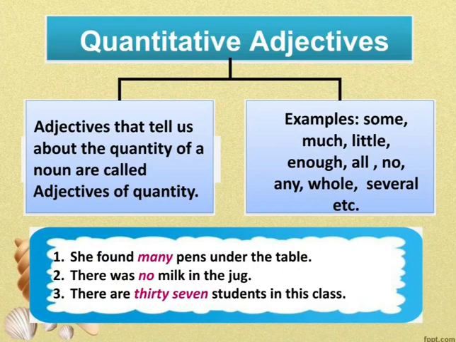Next, there was no milk in the jug. Again, no milk then means quantity is no. So that's why it's a quantitative adjective. There are 37 students in this class. Again, we are talking about quantity, the numbers. So there are 37 students. That's why 37 is a quantitative adjective.